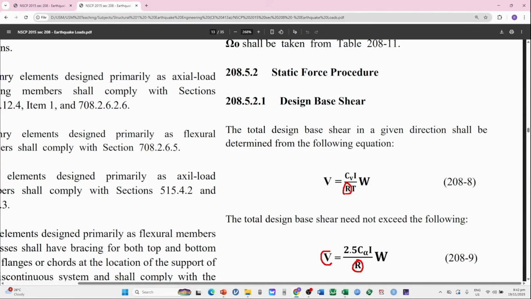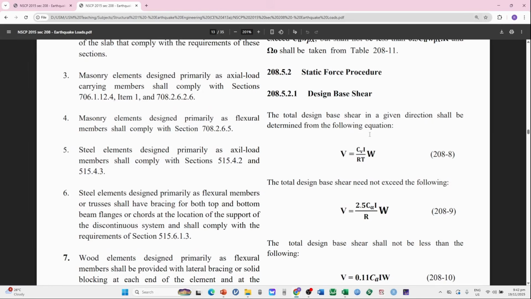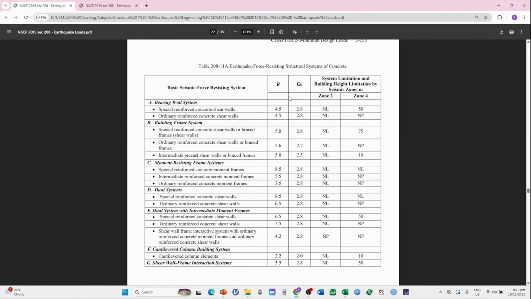So instead of this V being fully 2.5 Ca times I, or Cv I times W, we can see that this design base shear is divided by a certain factor that is greater than 1. Therefore, the design base shear is reduced because of this overstrength factor. The higher the overstrength factor is, the lower the design load, as long as we carefully design this system according to this NSCP standard. So we compare this one.